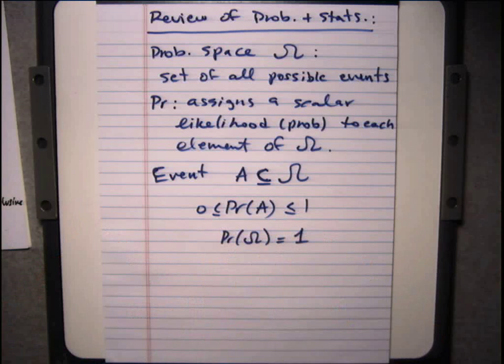What does this mean? Probability of omega means the probability that any of the events happen from the set. So what this really means is the probability you'll get heads or tails. And so of course that has to be 1. So when you flip the coin, one of them has to land.